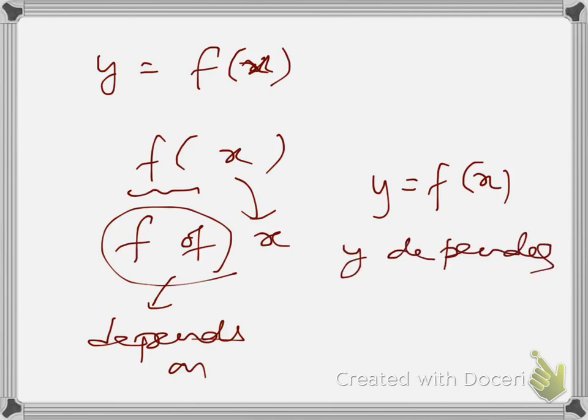Y depends on x. How? I don't know. It may be y equal to x square. It may be y equal to sin x. It may be y equal to x cube. I don't know. If I know, you will write it. Suppose y depends on x as x square. So y is f of x. You can write it as x square. If you know how it depends, you can write it. If you don't know how it depends, you simply write y equal to f of x. Y depends on x. That's it.